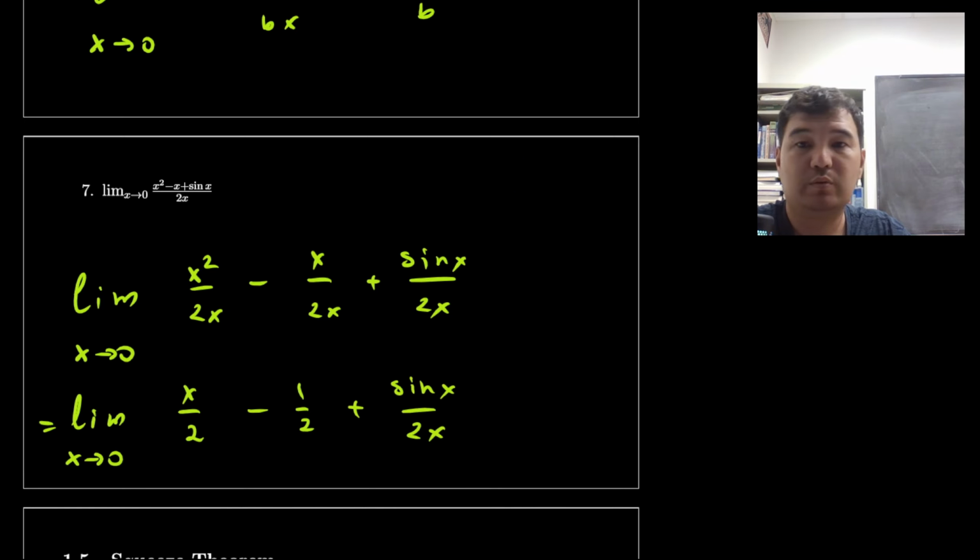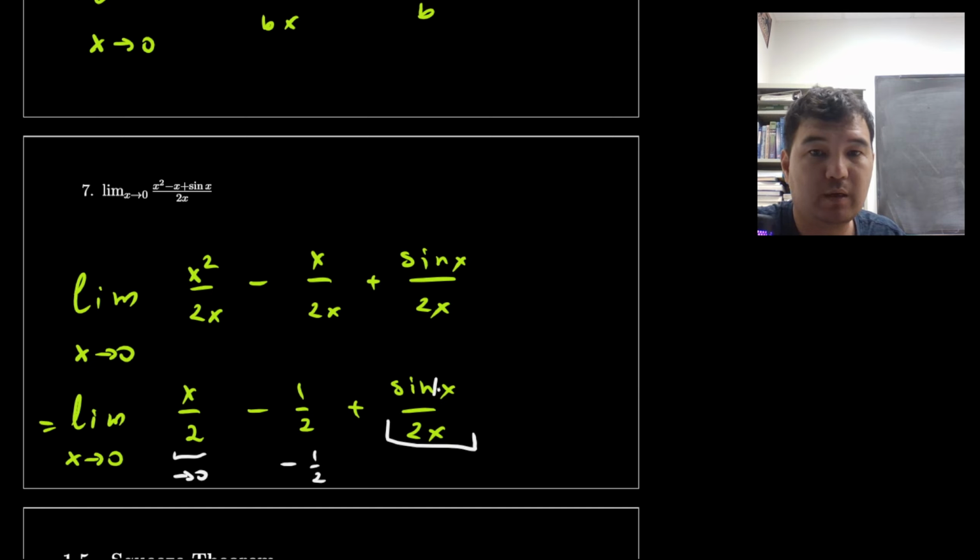As x goes to 0, this will be approaching 0. This is the constant number, so it stays as negative 1 over 2. And this one, from the previous example, imagine that we have 1 here, will be approaching 1 over 2. So basically this plus 1 over 2 and this negative 1 over 2 together make 0. So the final limit of this function is 0.